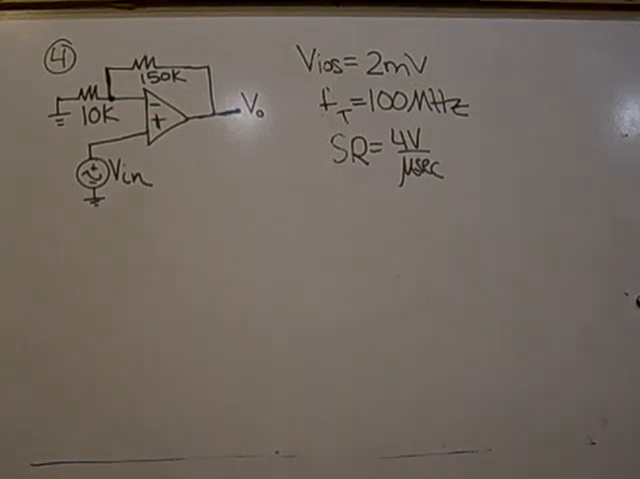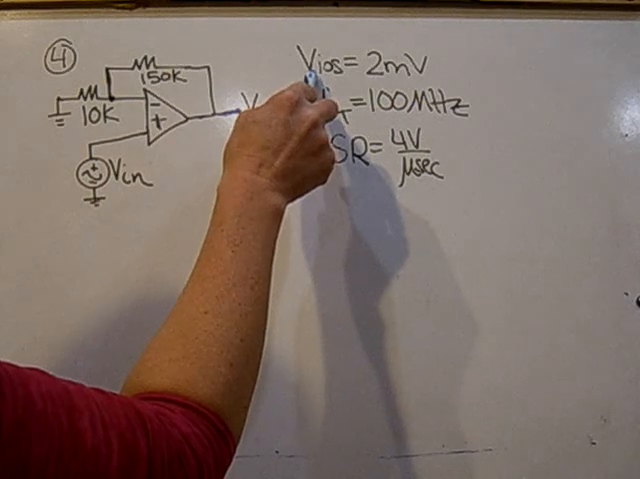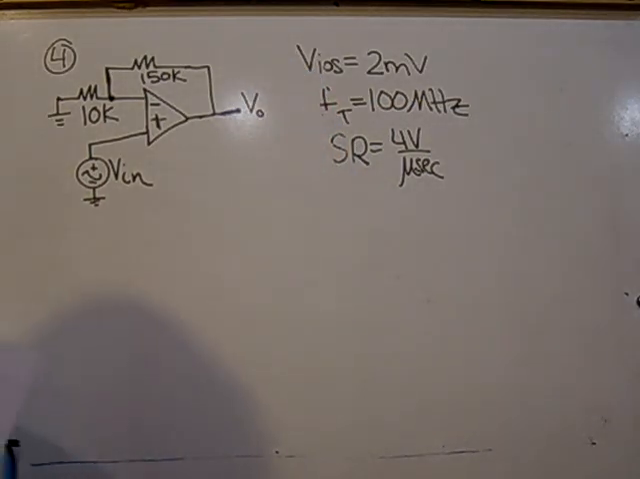This is problem number 4 for the Exam 1 review. The non-ideal characteristics for an op-amp are going to be considered in this problem. It's given that the input offset voltage, labeled VIOS, is 2 millivolts. The unity gain bandwidth, F of t, is 100 megahertz, and the slew rate, meaning how fast the output can respond to the input, is 4 volts per microsecond.